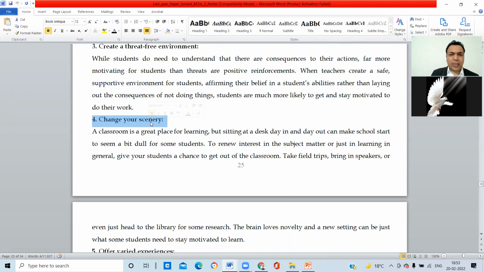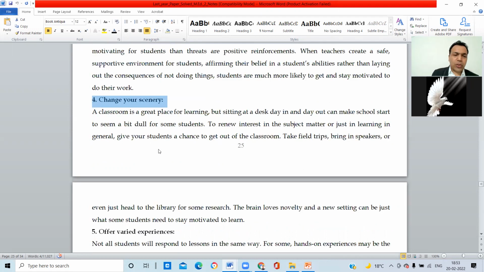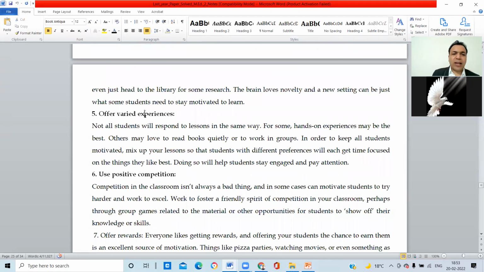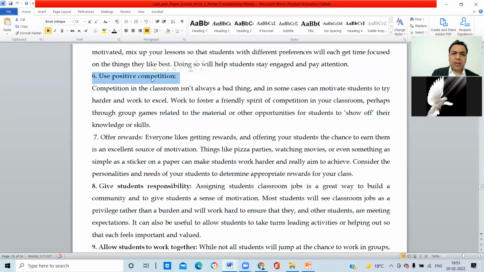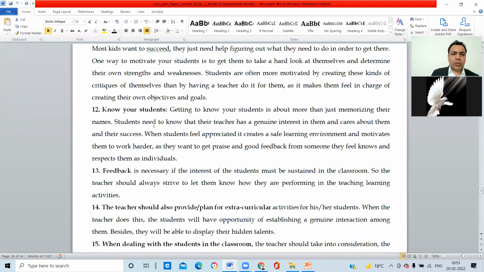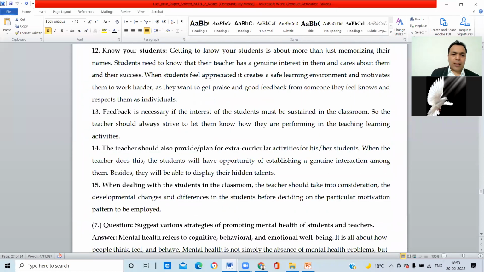Different times. After doing the M.Ed., you become the principal. The job of a principal is basically that of an administrator. In that position, the less you have to teach, the more you have to manage your school. So you have to show different types of activities to your staff and others. Offer varied experiences. Use positive competitions. So these are all strategies of promoting motivation.